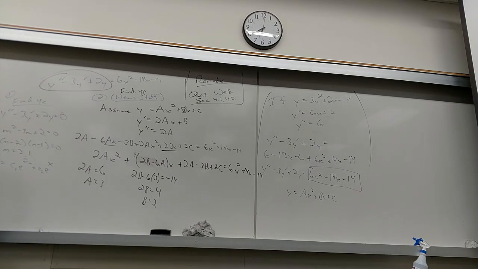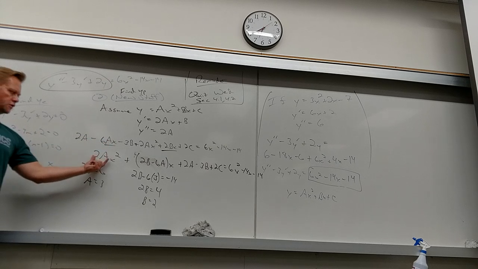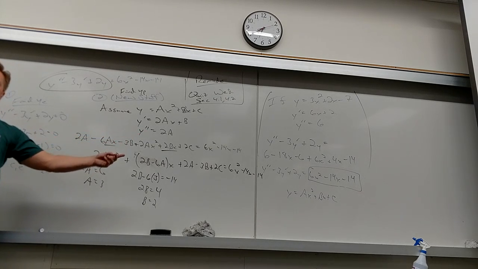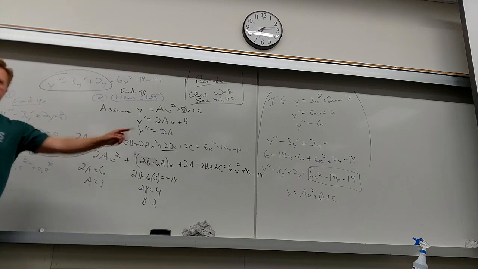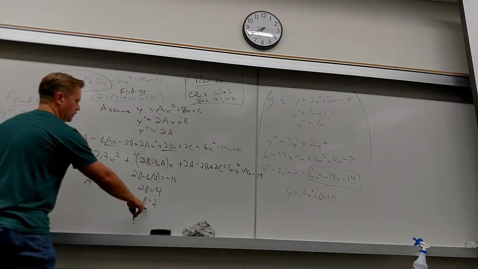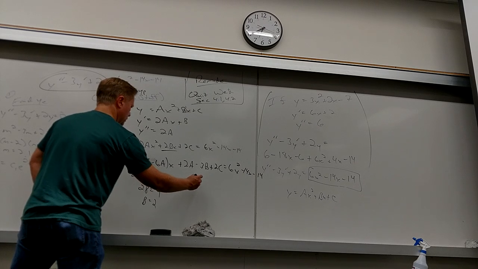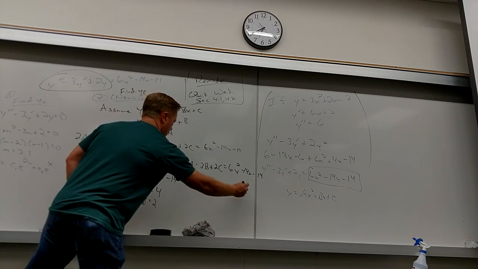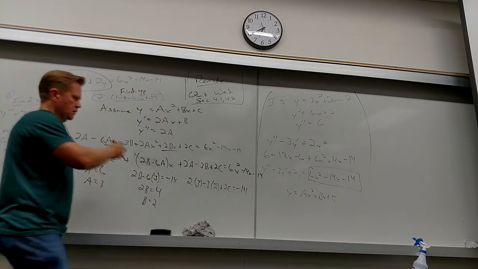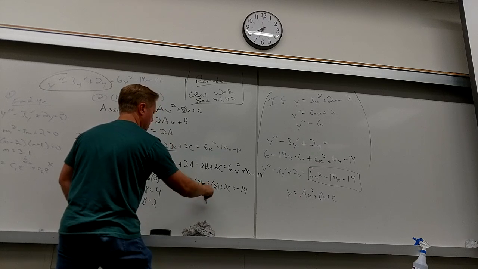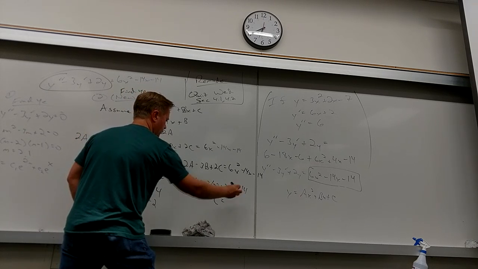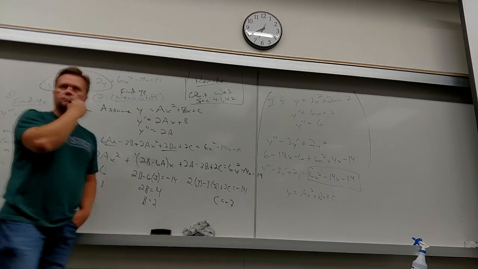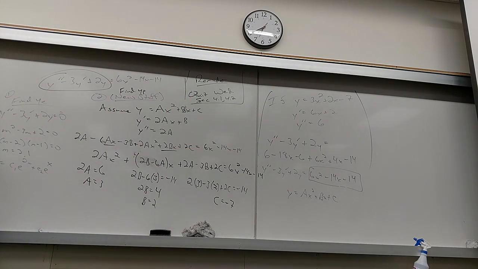You guys with me on this? This type of thing? You've done this kind of thing before. In order for this equality to be true, all the coefficients of x squared have to be equal to each other. All the coefficients of x have to be equal to each other. And then finally, now we know A is 3, B is 2. So 2 times A minus 3 times B plus 2C has to equal negative 14. So 6 minus 6, so 2C is negative 14, so C is negative 7. Thank God. You got it.